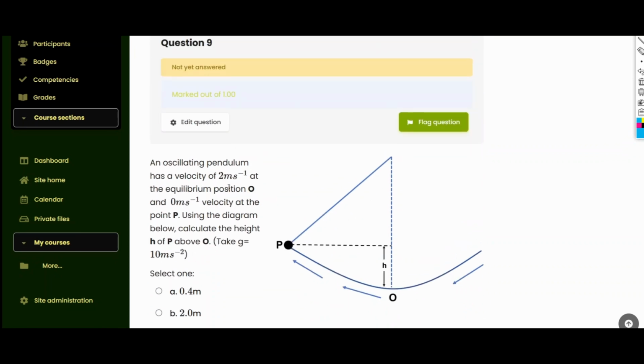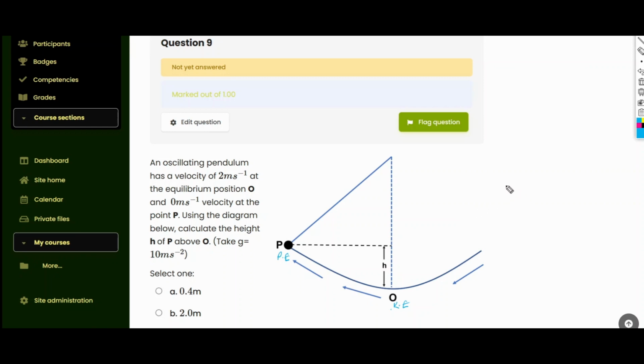Question 9. So we are going to be using the idea we just learned from the previous question to answer question 9. So from what we discussed, at this point it is experiencing maximum potential energy, and at this point it is experiencing maximum kinetic energy. So an oscillating pendulum has a velocity of 2 meters per second at the equilibrium position O and 0 meters per second velocity at the position P. Now using the diagram below, calculate the height h of P above O. Now taking acceleration due to gravity to be 10 meters per second square.